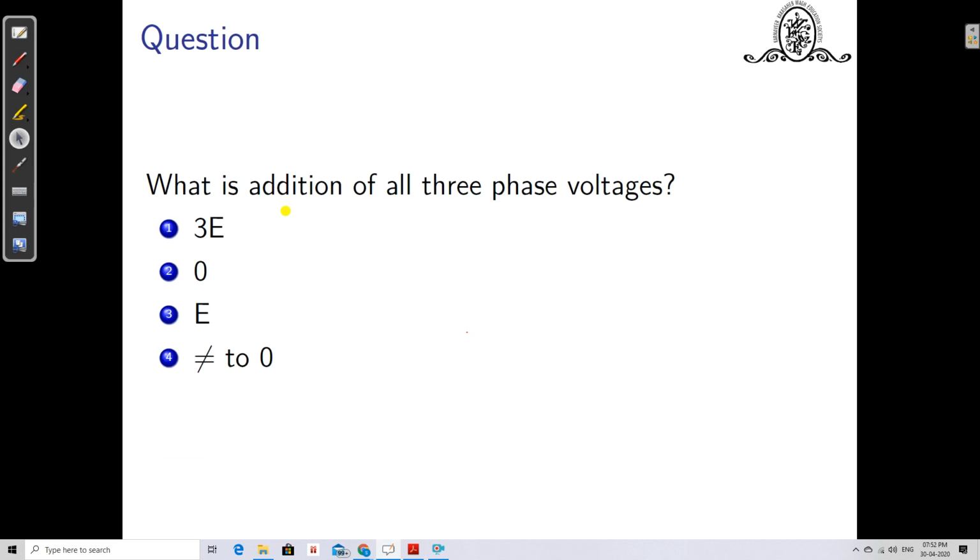Hope that you have written the answer. Now let's see what the answer is. I want to add the R phase plus Y phase plus B phase. How is the R phase voltage written? R phase voltage is written as mod of E at an angle of 0, plus the Y phase voltage, which is mod of E at an angle of minus 120, plus mod of E at an angle of plus 120.